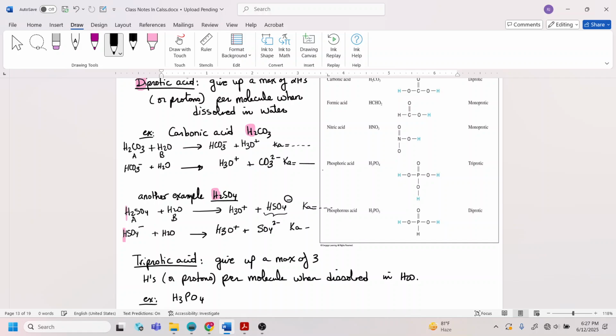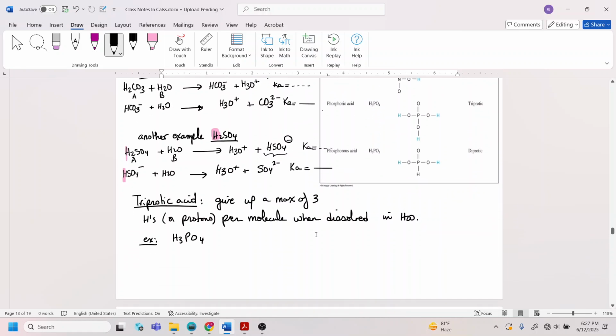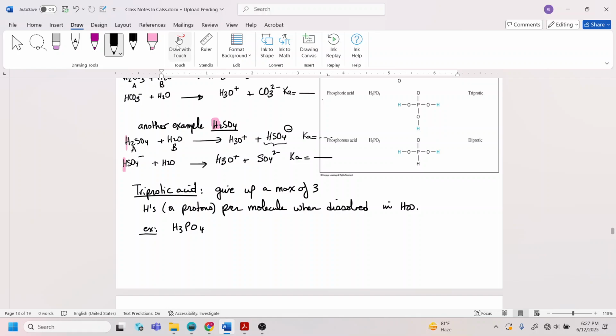The dissociation stops whenever you look at your conjugate base and you see it doesn't have any more hydrogens to lose. So as long as the conjugate base has hydrogens over here, it's going to keep losing the hydrogens in several dissociation equations. Triprotic acid. This is an acid that does have three hydrogens to lose, and it undergoes three dissociation equations. So the phosphoric acid is going to react with water, and that is going to make hydrogen phosphate.